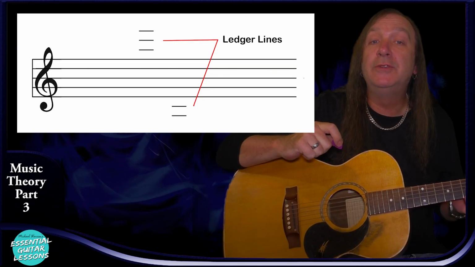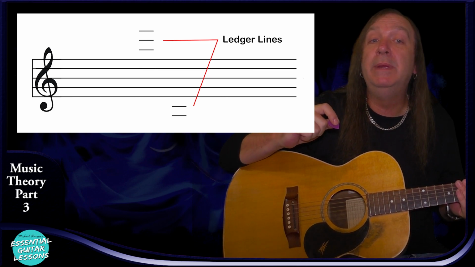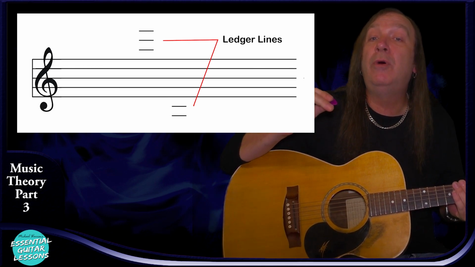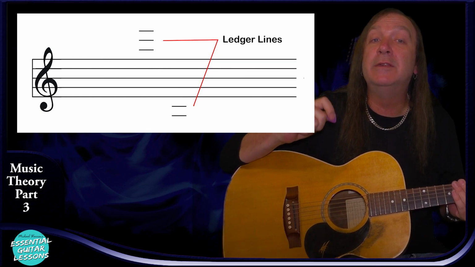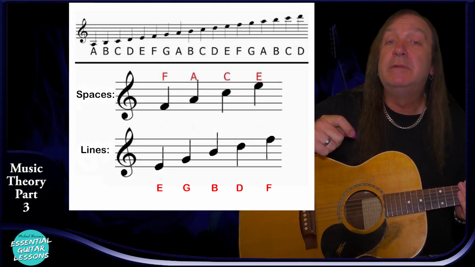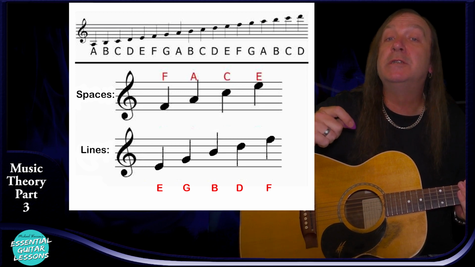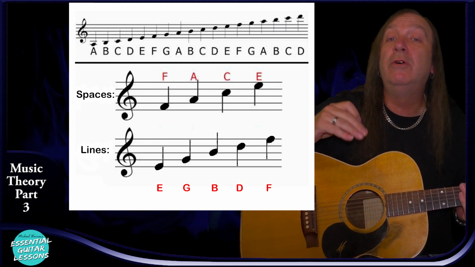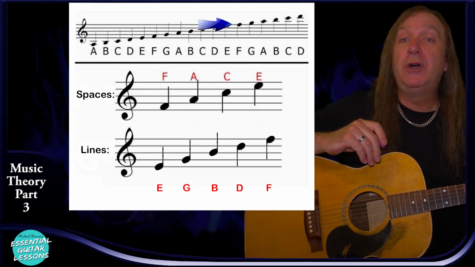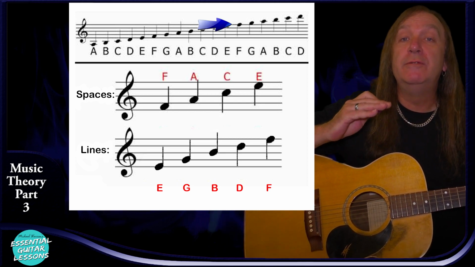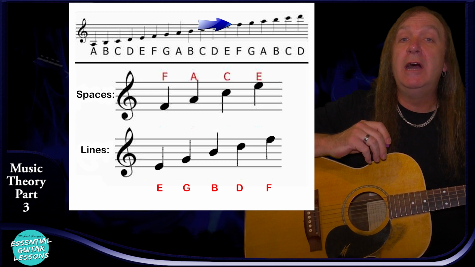Now we can also have notes above and below the staff, and we use lines called ledger lines, and we just make the line big enough for the note, and we can put them on the line or we can put them in the space there. So to work out the names for these notes, you can just use the alphabet and go space, line again. So our top line on our treble clef is F, so we have our every good boy deserves fruit, and then we just do the alphabet from there.